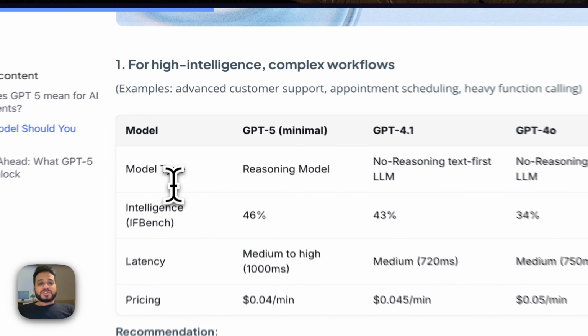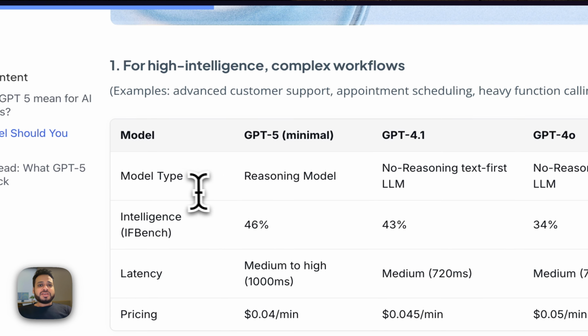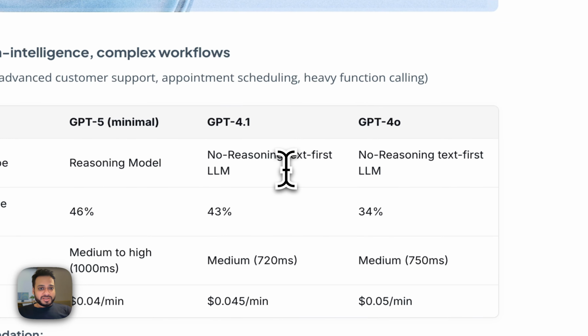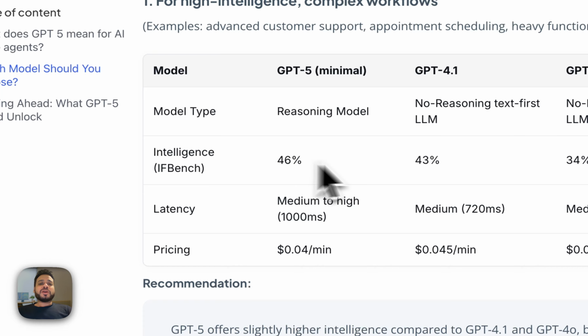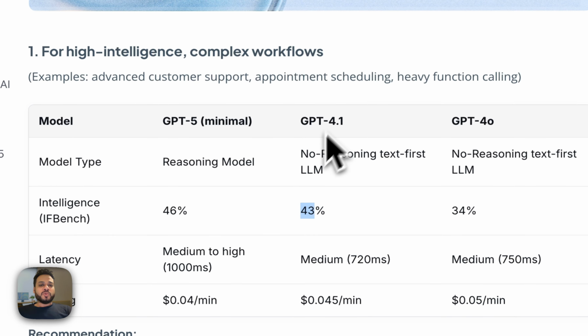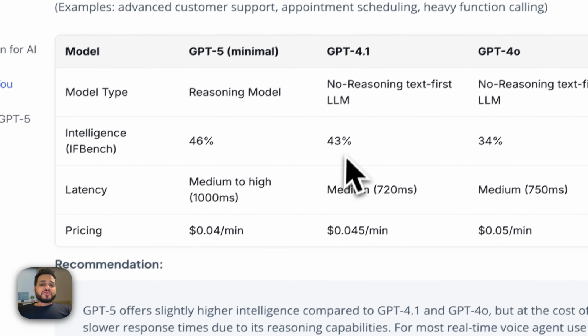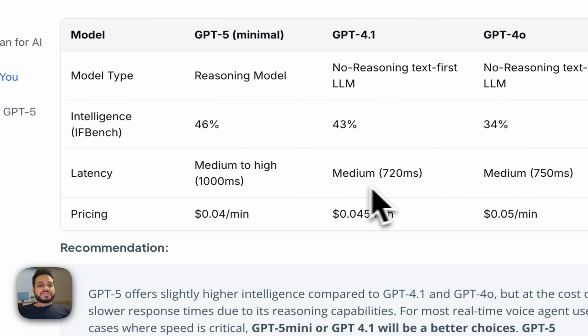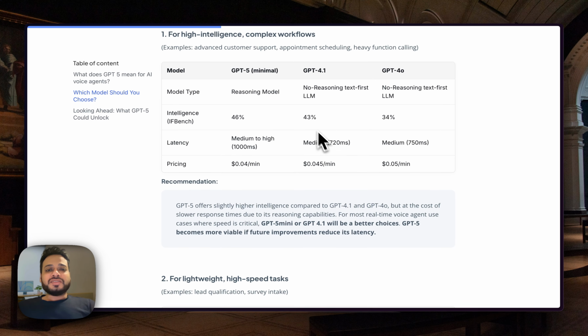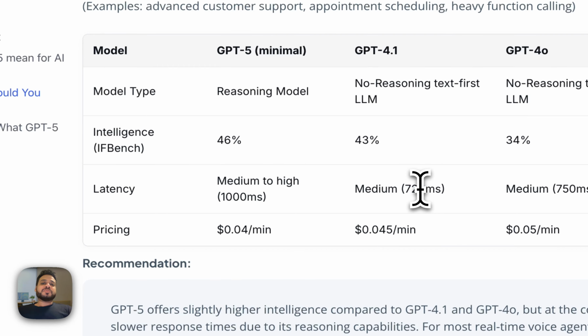So these are the benchmarks, which are exactly what I thought they would be. So GPT-5 is the reasoning model, and these are not reasoning, but text first LLM models. Intelligence, for sure, it's having more, but I don't see a lot of difference between GPT 4.1 and 4.6, to be honest. And for 3% increase in reasoning, I'm sacrificing about 280 milliseconds of latency. So far, I'm not gravitating towards GPT-5, to be honest, because this trade-off is not really what I would do in my production. This latency is much more valuable to me than increasing the intelligence level by just 3%, right?